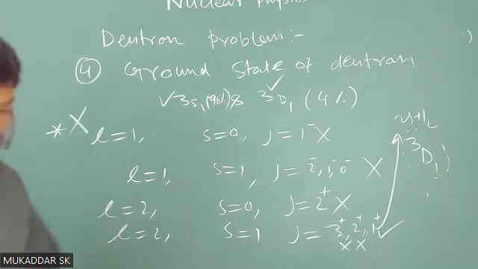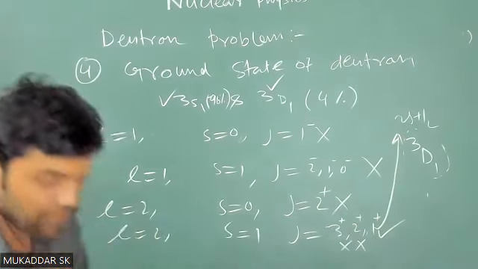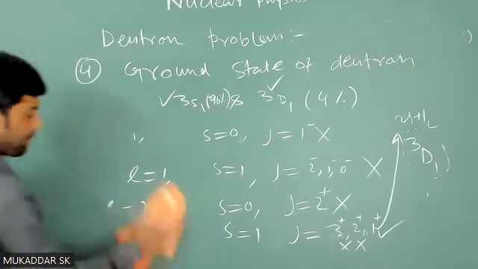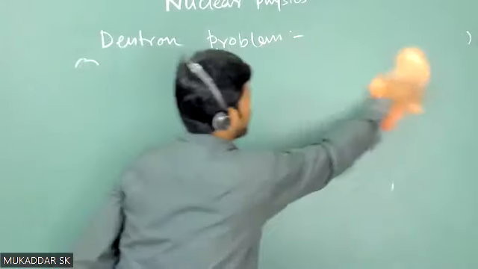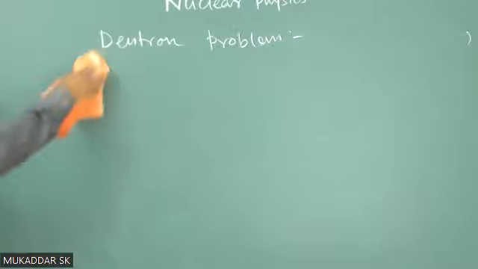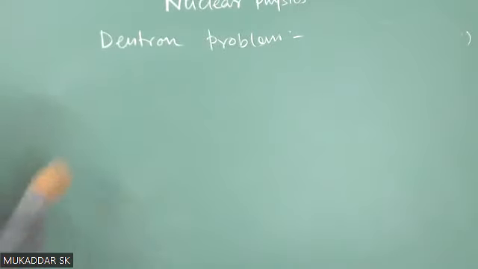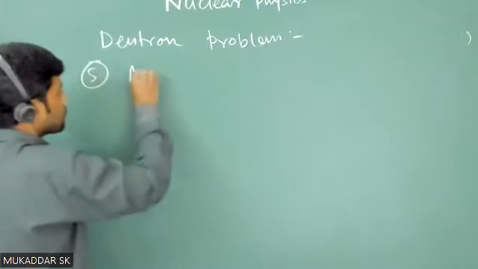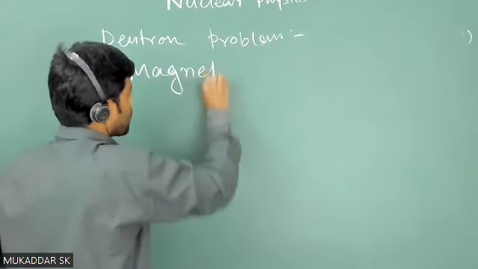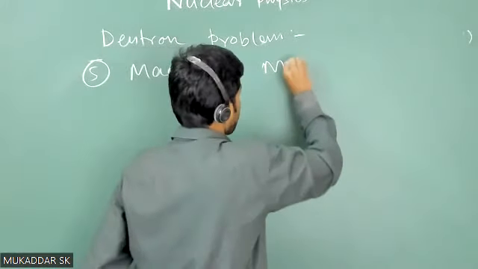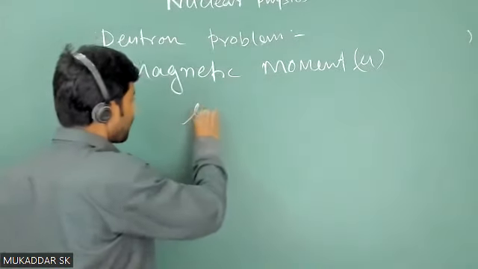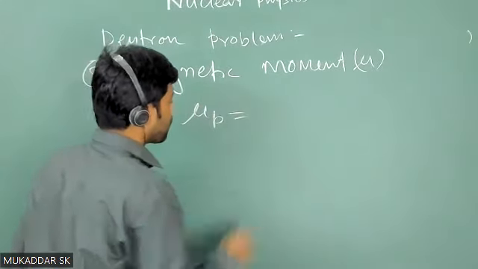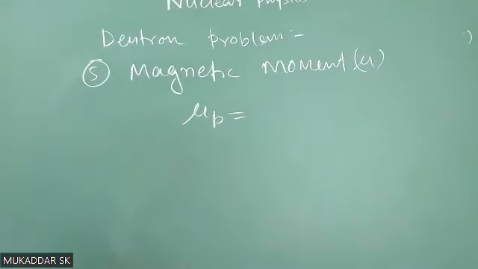Okay? And the next property of the deuteron is the magnetic moment. The magnetic moment of the deuteron. Now, the deuteron has a composition of a proton and a neutron, right? The deuteron has one proton and one neutron.